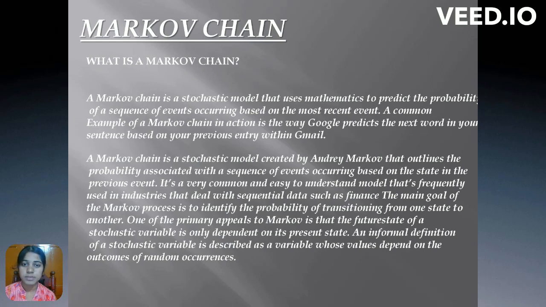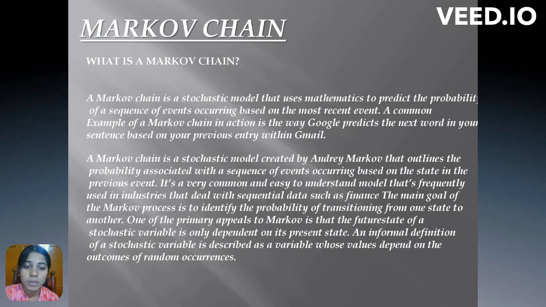Then next topic is Markov chain. What is a Markov chain? The Markov chain is a stochastic model that uses mathematics to predict the probability of a sequence of events occurring based on the most recent event. The common example for Markov chain in action is the way Google predicts the next word in your sentence based on the previous entry within Gmail. The Markov chain is a stochastic model created by Andrey Markov that outlines the probability associated with a sequence of events occurring based on the state in the previous event.